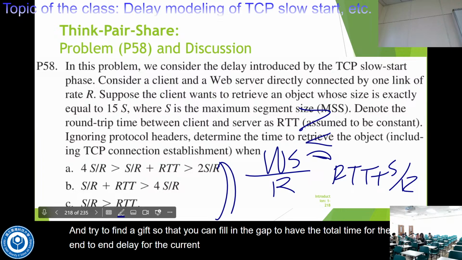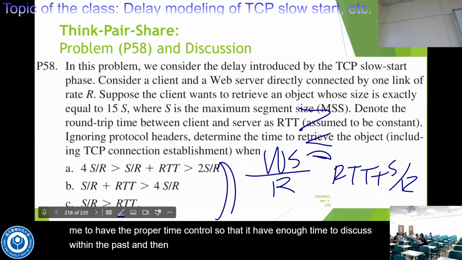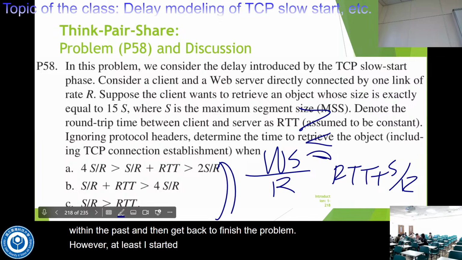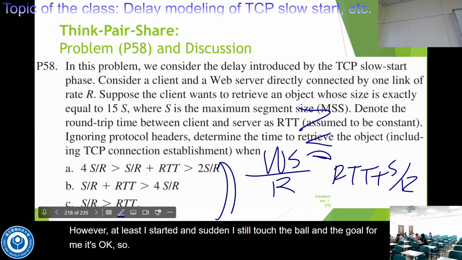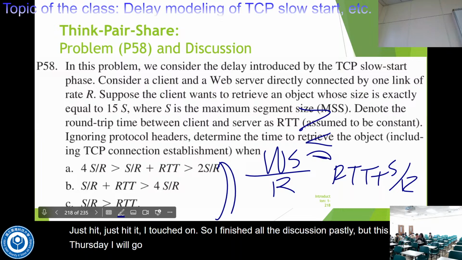Alright, so actually it's not easy for me to have proper time control so that you have enough time to discuss within the class and then get back to finish the problem. However, at least I started and so I still touched the problem. And the goal for me is okay. Just kidding, I touched down. So I finished all the discussion partially, but this Thursday I will go through the remaining one. The remaining one maybe doesn't matter.